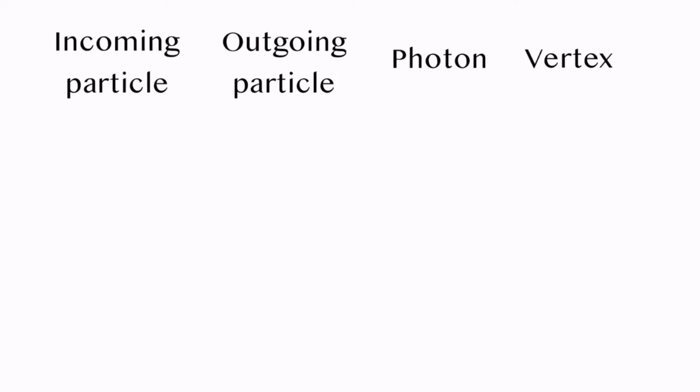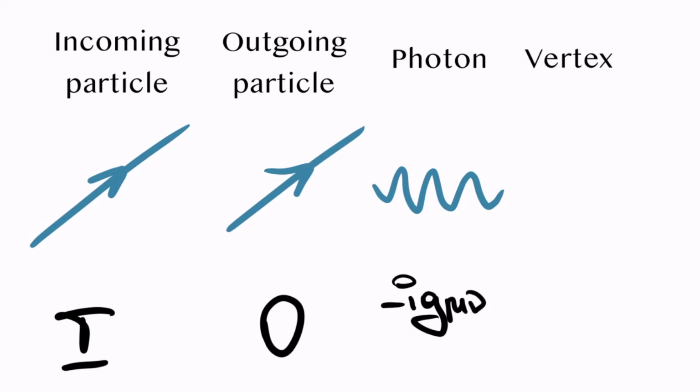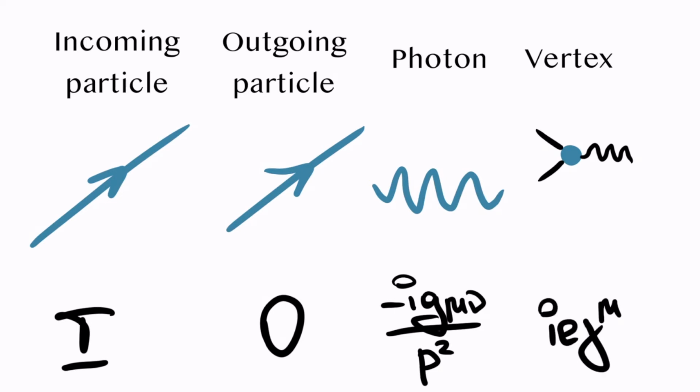There are four main features of a Feynman diagram that can help construct an interaction, and each of those features corresponds to a certain part of an equation describing that interaction. Arrows are used to show the incoming and outgoing particles, with the incoming particle corresponding to the symbol I and the outgoing particle corresponding to the symbol O. A photon is shown as a line in the form of a sine function, or a squiggly line, representing the term minus Ig subscript mu nu over p squared in the equation. A vertex represents the point where particles meet, is shown as a dot and corresponds to the term IE gamma to the power of mu or nu.